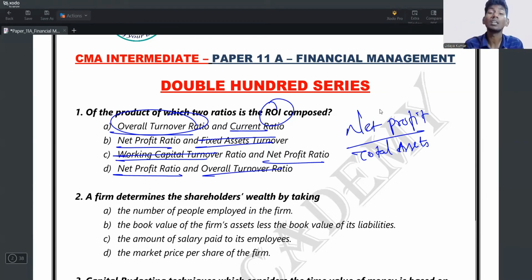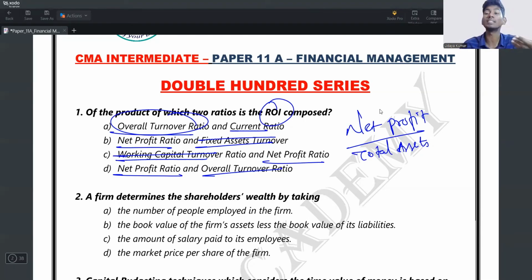The reason: the overall turnover ratio formula is sales divided by total assets, whereas the net profit ratio is net profit divided by sales. Return on investment is one of the key financial metrics, and it helps in evaluating the profitability of an investment relative to its cost. So this is because of the net profit ratio and overall turnover ratio.